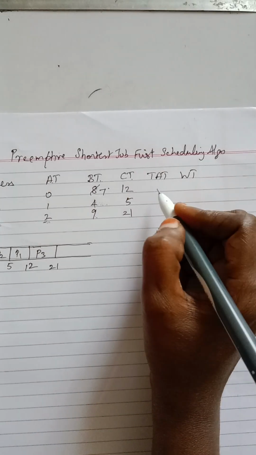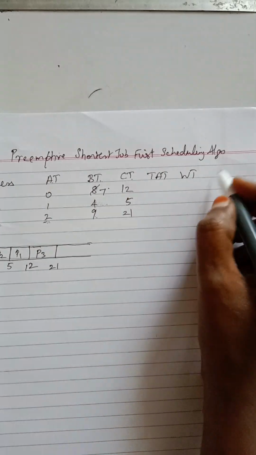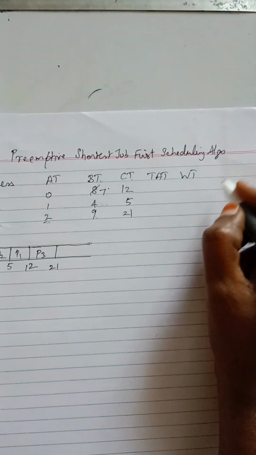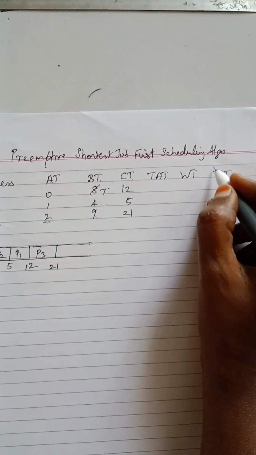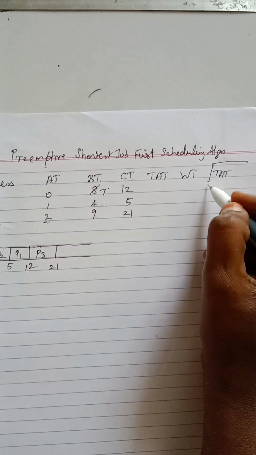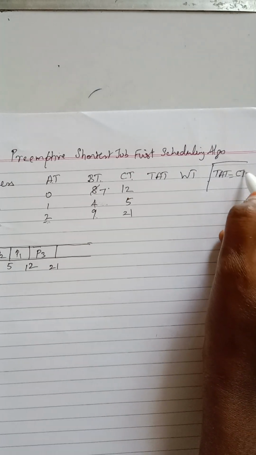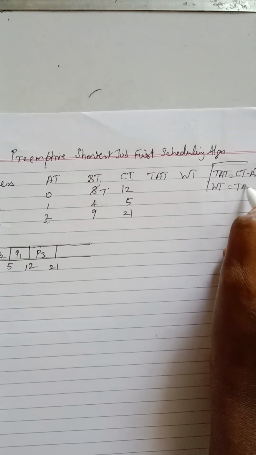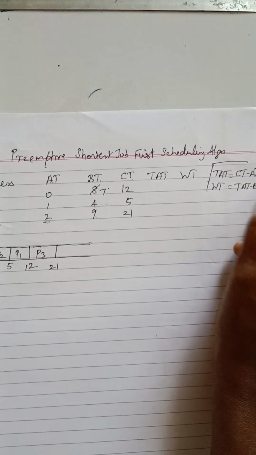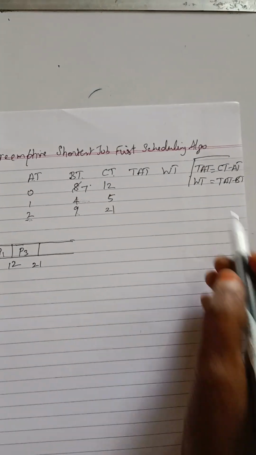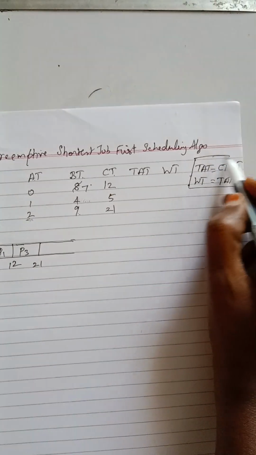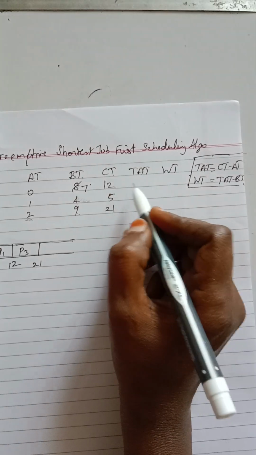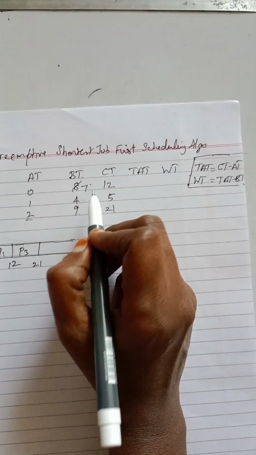What is the turnaround time? Turnaround time is completion time minus arrival time. What is waiting time? Waiting time is turnaround time minus burst time. These are the two formulas used in these CPU scheduling algorithms. So we'll apply them: completion time minus arrival time.